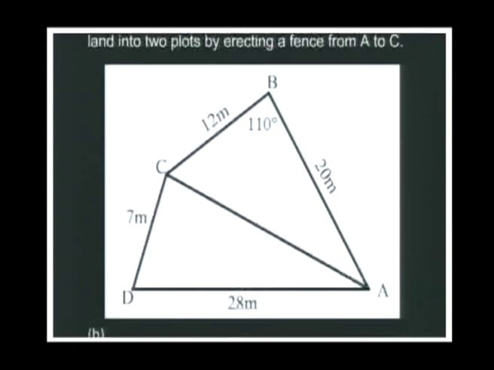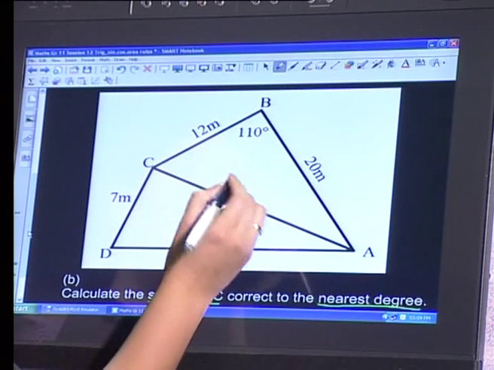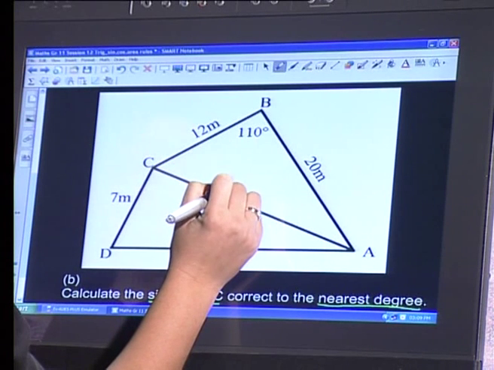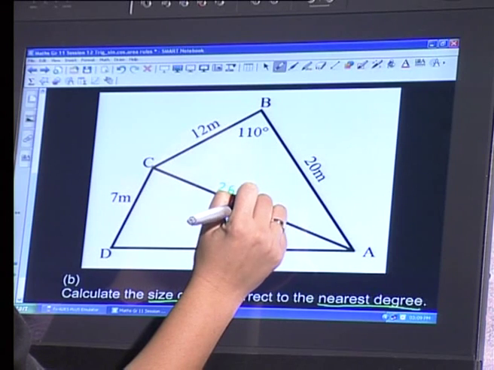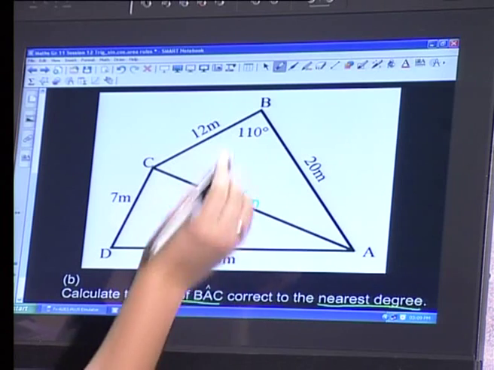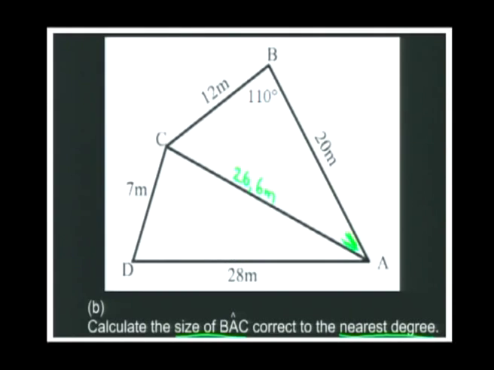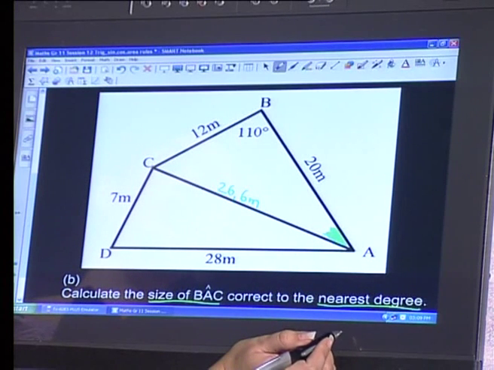We're still with Farmer Brown and his plot and fencing it off. We've already found the value of AC in our last question, which was 26,6 meters, and I'm just adding that in there in case we need it. And this now is BAC. That means now they want us to calculate this angle over here. Having a look at this, there are quite a few ways in which we can tackle this question.